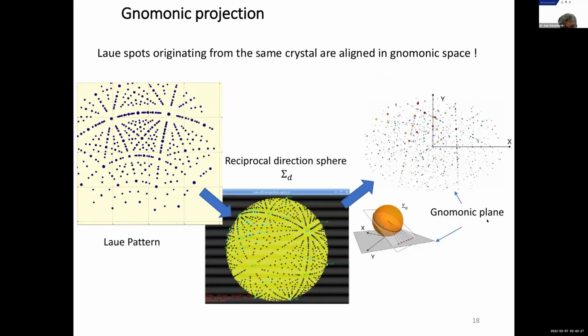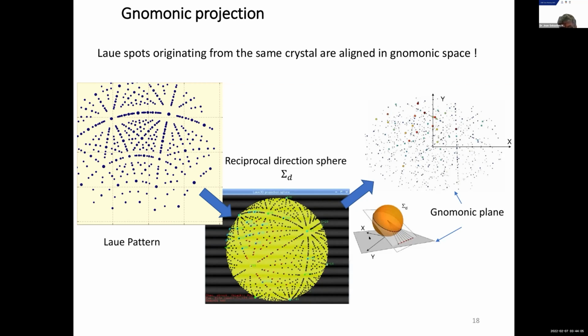Okay, so I'm going now to explain something which is quite advanced, but that can be useful also. So this is a typical Laue pattern you can collect on your detector. And as I said, you know the mapping between each Laue spot, each pixel, and a point on the projection sphere, because one spot corresponds to one direction in reciprocal space.